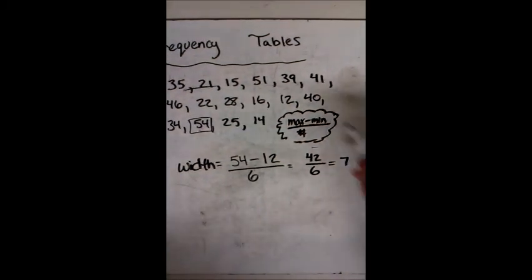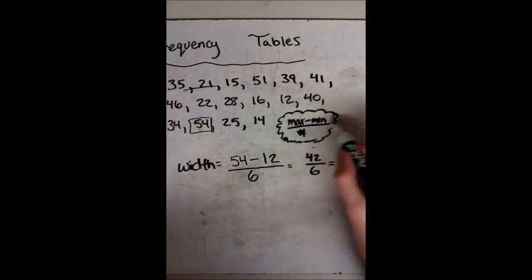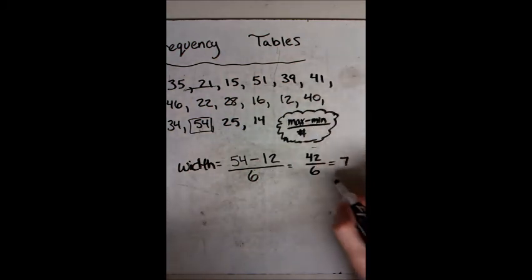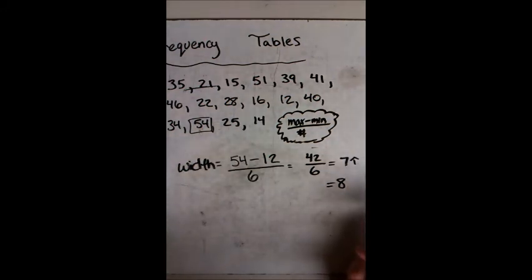As we talked about today, you're always going to round this number up. So it's the max minus the min divided by how many classes you want, and then you always round that number up, even if it's already a whole number. So we're going to round this up to 8. So the class width will be 8 numbers.